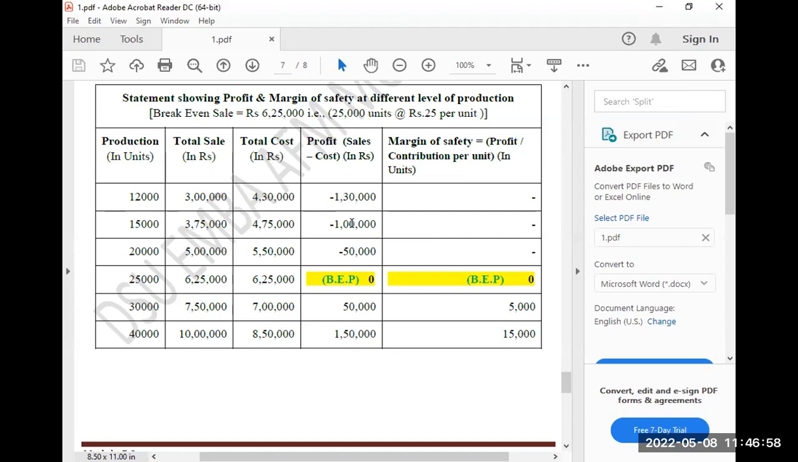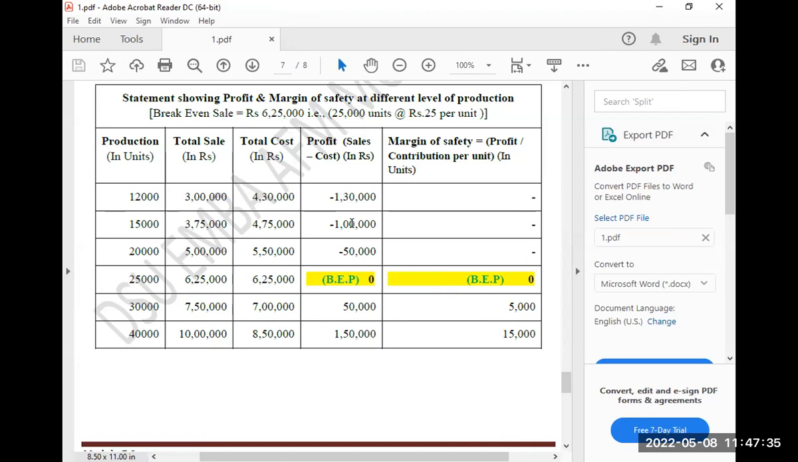Next, after this table, margin of safety. Margin of safety means what? Actual sales minus break-even sales. Actual sales, in the first case, is 12,000 units. Break-even sales is 25,000 units. So it's minus 13,000. There is no margin of safety, that's why I wrote dash. Margin of safety actually is minus in this case, but margin means it's plus, so I don't write it here.